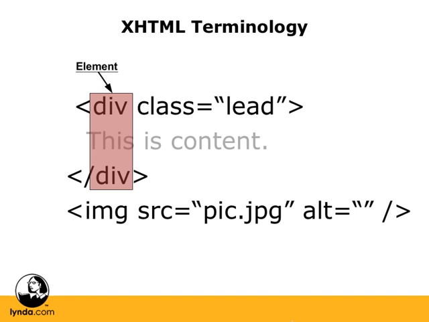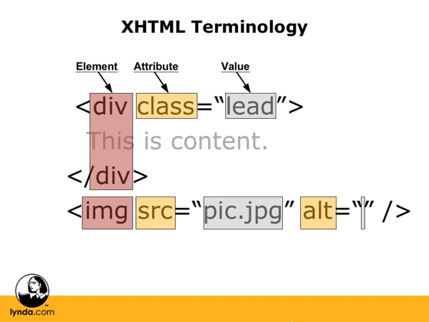Now, elements can have what are known as attributes, and they can have multiple attributes. This div has an attribute of class. It has a class attribute. An attribute simply describes some aspect of the element, and every attribute has a value. In this case, we have a class of lead, so the value for the class attribute is lead. And as you can see, in the case of the image, there's actually not only the element, but we have two attributes, each of which has its own value.